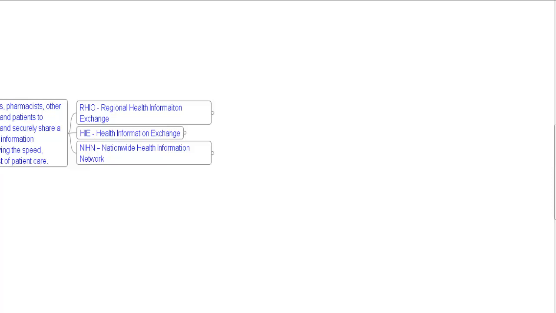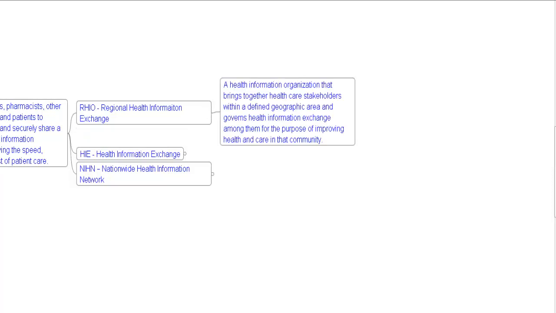Regional Health Information Exchange: a health information organization that brings together healthcare stakeholders within a defined geographic area and governs health information exchange among them for the purpose of improving health care in that community. I will read it again. A health information organization that brings together healthcare stakeholders within a defined geographic area and governs health information exchange among them for the purpose of improving healthcare in that community.